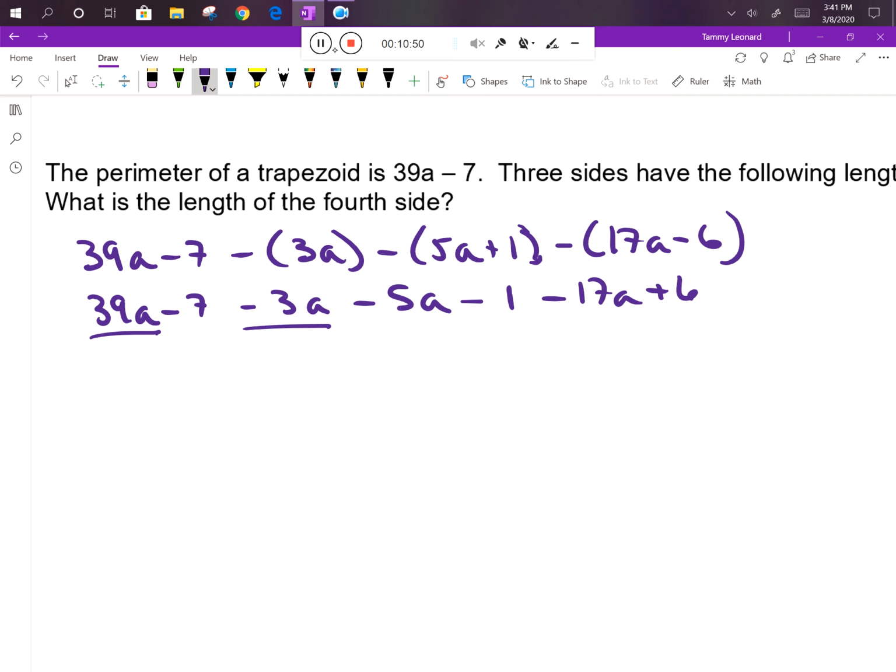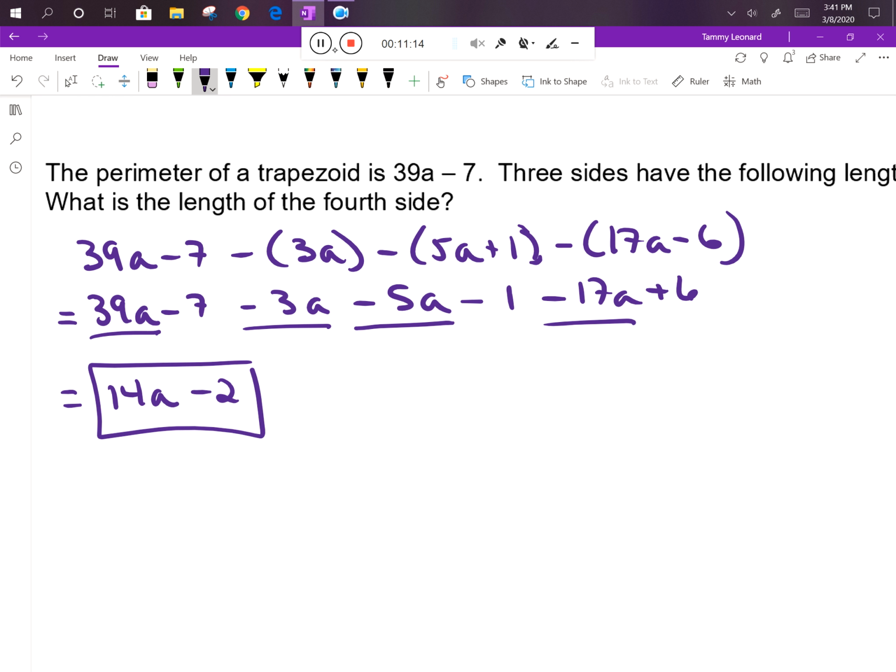39a minus 3a would be 36a. Minus another 5a would be 31a. Let's see, minus 10 would take it down to 21, and then minus another 7 would take it to 14. So that's going to be 14a. Negative 7 minus 1 is negative 8, plus 6 would be negative 2. So that missing side has a length of 14a minus 2.